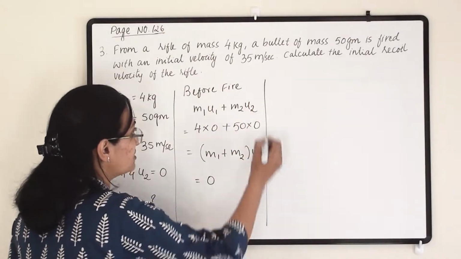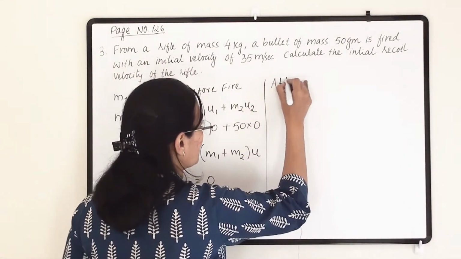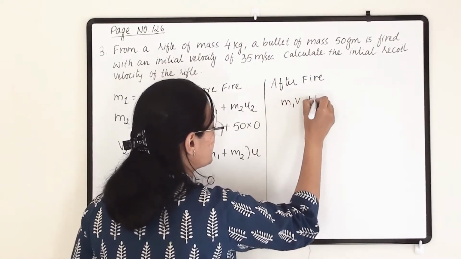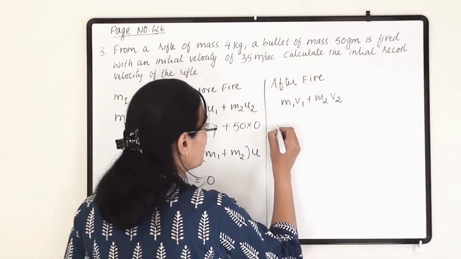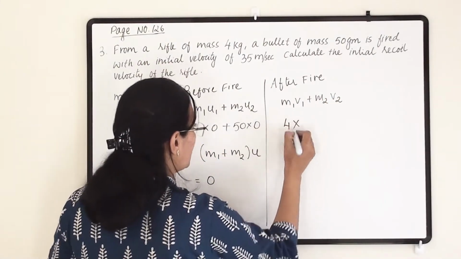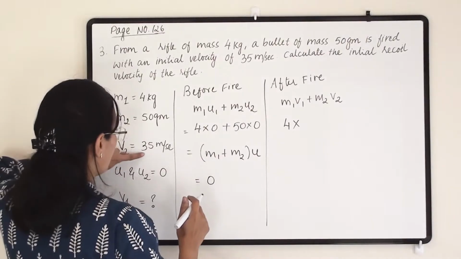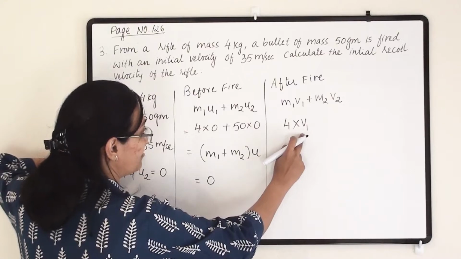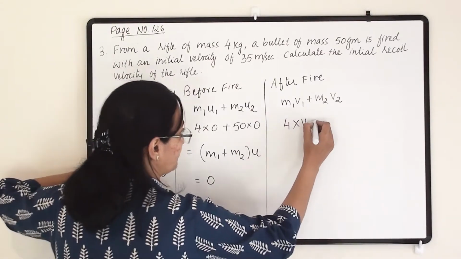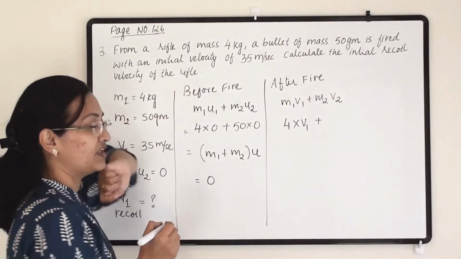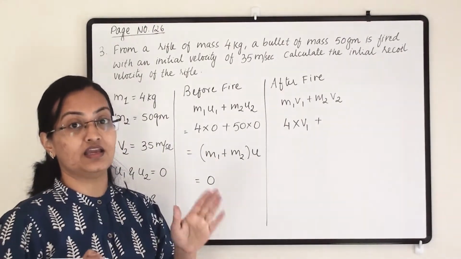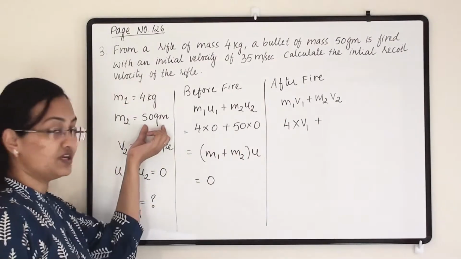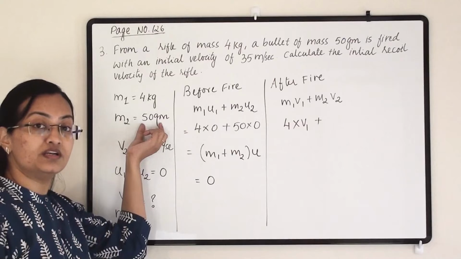Now let us find out after fire. So after fire, momentum is M1 V1 plus M2 V2. We know the mass, 4 into V1, here we are going to write V1, we do not know, we need to find out the recoil velocity of the rifle. Then M2 is 50 gram. Here we are taking mass in kg, because we are finding momentum. So the appropriate unit for mass is kg. So 50 gram is there, we need to convert it into kg.